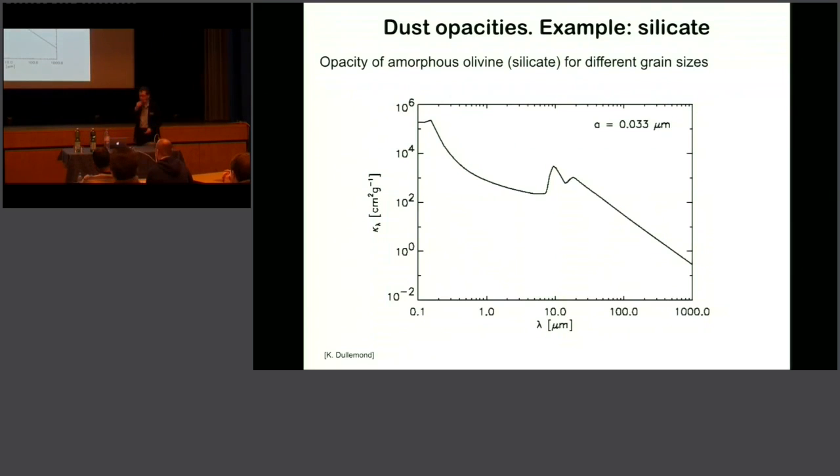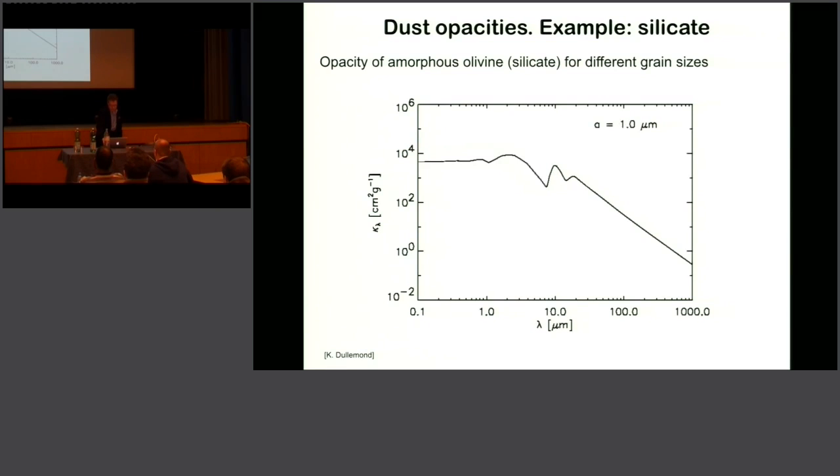And this is an example, just for simple grains without ices, just to illustrate the point. If you grow the grains from the interstellar medium size to larger and larger sizes, you start to modify the opacity at wavelengths that are comparable with the size of the grains. That makes sense, no? For grains that are much larger than the wavelength at which you are observing them, the grains are essentially black screens, while when they are smaller, they interact with the radiation. So that makes sense intuitively.